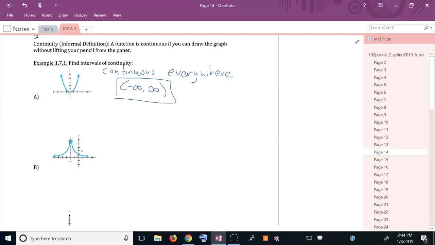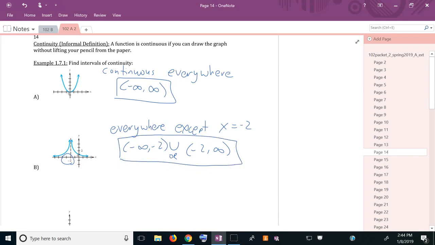Now my next drawing, there's a problem. Here at -2, something is happening. We'll learn later in the class what exactly that is. So this is continuous everywhere except at x equals -2. So basically everything except a single point. To write that as an interval, I'm going to express it as negative infinity to -2, and then -2 to positive infinity. That little u symbol in the middle is our formal way of writing or, and that's what we usually use if we have two intervals that don't connect.